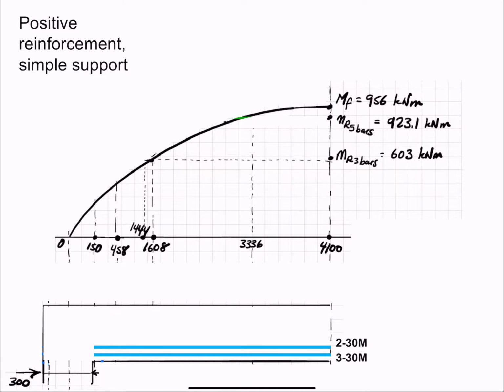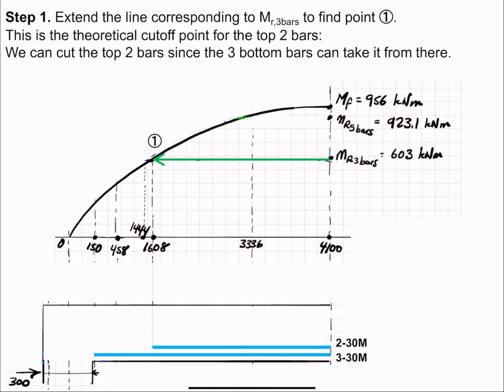So let's do this, and let's do it kind of graphically. So first step, extend the line corresponding to the moment resistance of the 3 30s to find point 1, which is the intersection of the factored moment and the resistance of the three bars. So I am going to have this point, and this will be the theoretical cutoff point for the top 2 bars, since the bottom 3 bars can take it from there.